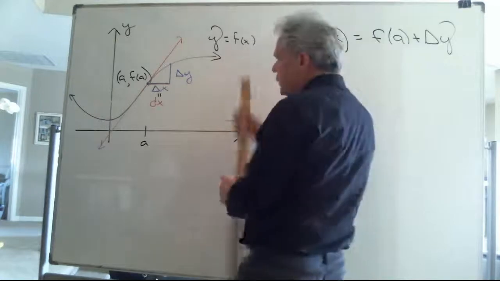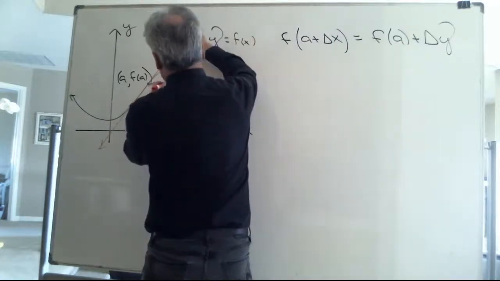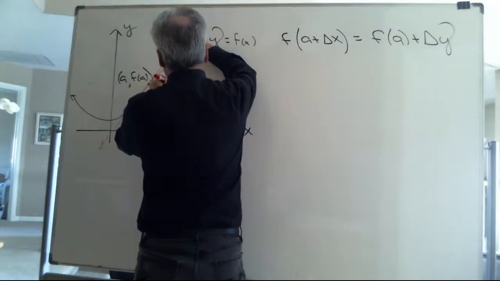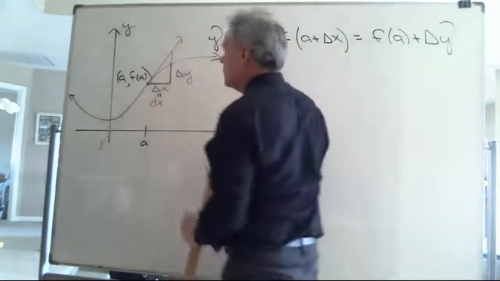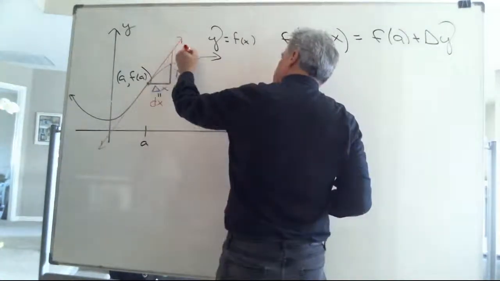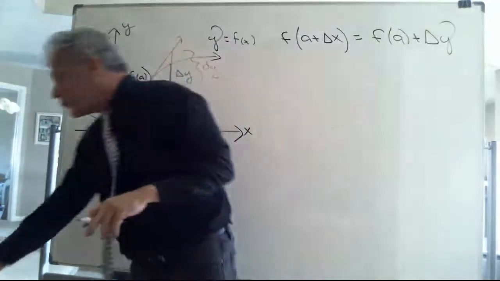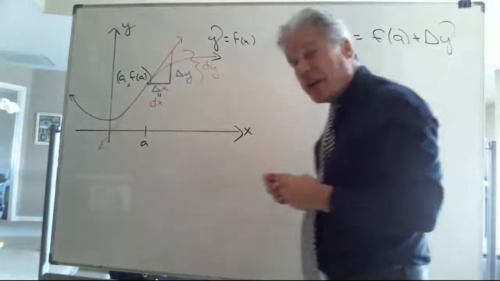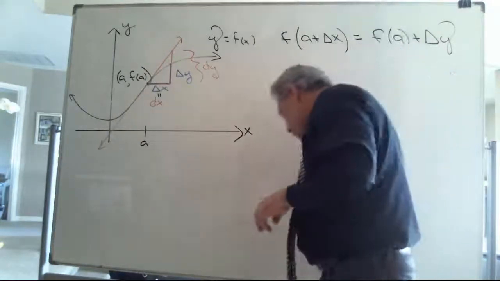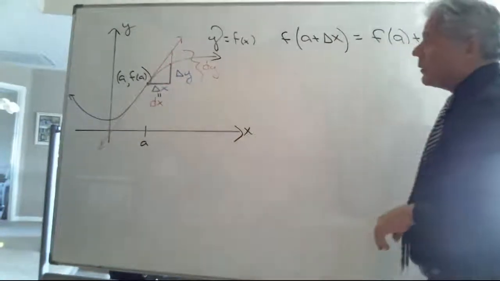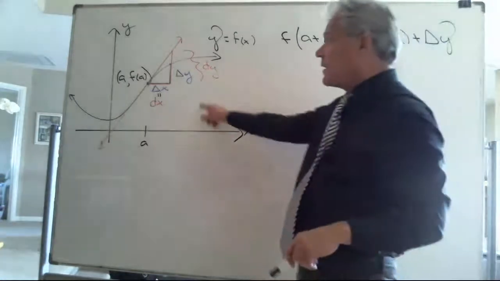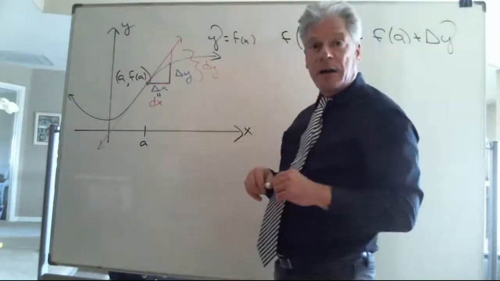And let's move up vertically a certain number of units to get to the next point, not on the black curve, but on the red tangent line. And I'll think of that vertical deviation as dy. So I'm using d's for changes from one point to another on the tangent line, deltas as changes from one point to another on the black curve. Now, even though dx and delta x are the same, dy and delta y are not.